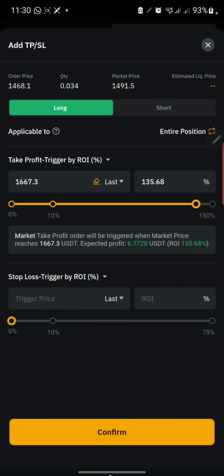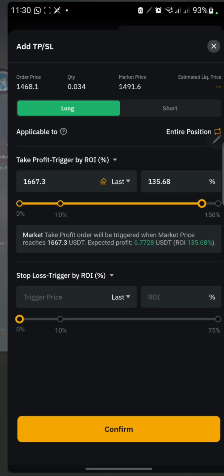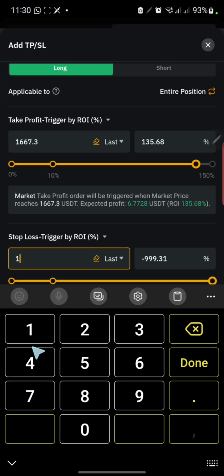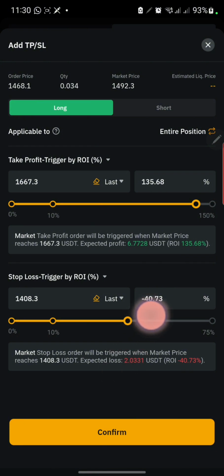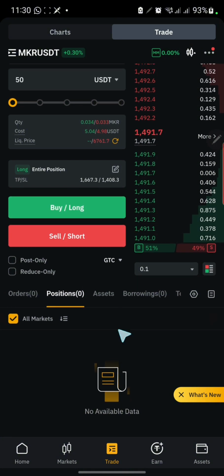Then you can also set your stop loss so that you don't lose more than you expect: 1408.3, as you can see here. That's a 40% loss, which is around $2. So if the trade goes bad, you will only lose around $2. You understand? So that is it. Now you're going to confirm. Click on confirm, and you see that it is already on order.